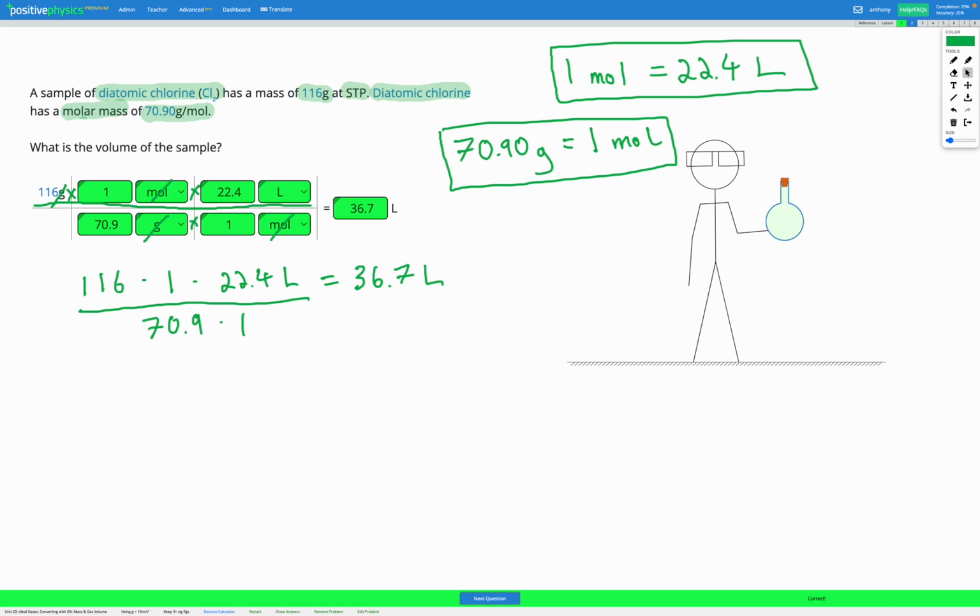So again, the main thing to remember in these questions is that we're using our STP conversion, 1 mole of gas equals 22.4 litres, and we're using our molar mass as our conversion between grams and moles.